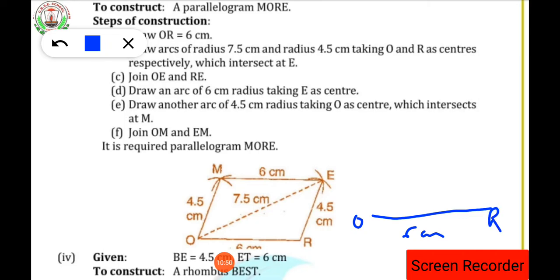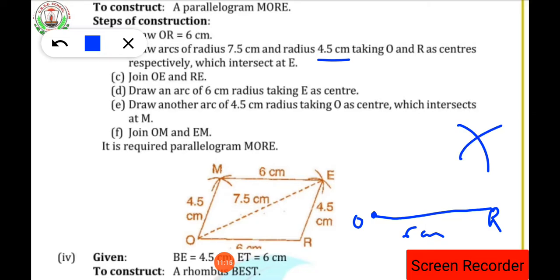Clear up to here? Now measure 7.5 cm on the mouth of your rounder. Keep the rounder needle at the center O and draw an arc. Then in the same way, on the mouth of your rounder, measure 4.5 cm and keep the rounder needle at point R. Draw the second arc.